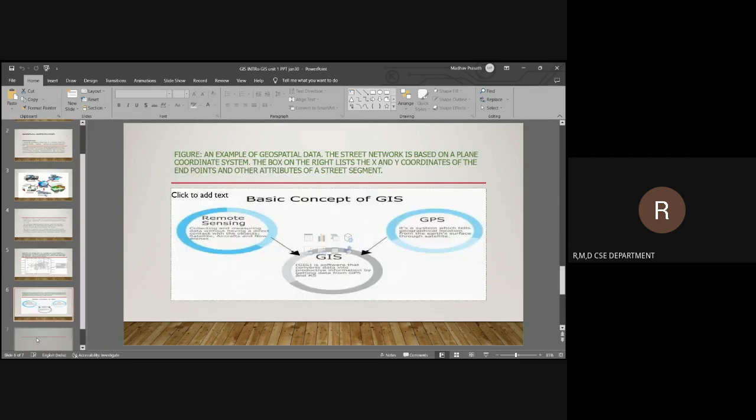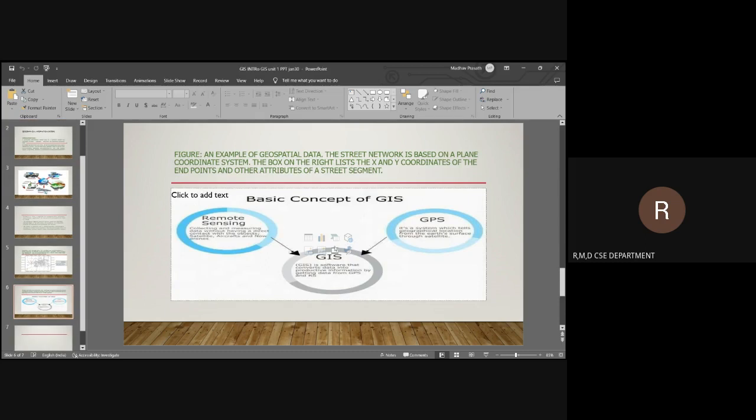Next, what are the important concepts of GIS? You have remote sensing, and you have the GPS. You know what is meant by geographical location on the Earth's surface, through the global positioning system. We are going to see this. The street network is based on a plane. That means you are going to capture the data, or access the data, for the GIS by means of remote sensing.